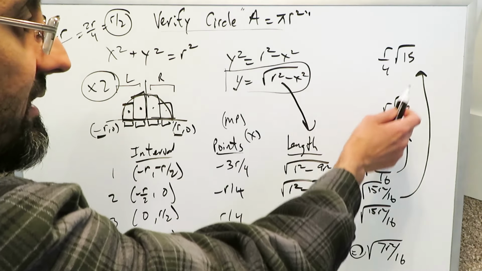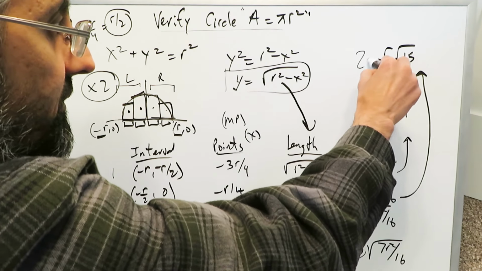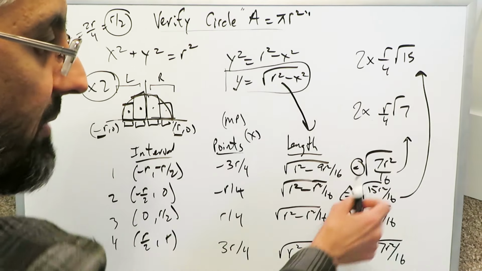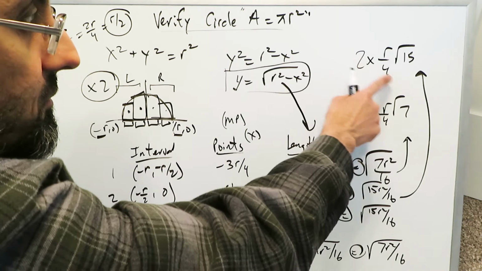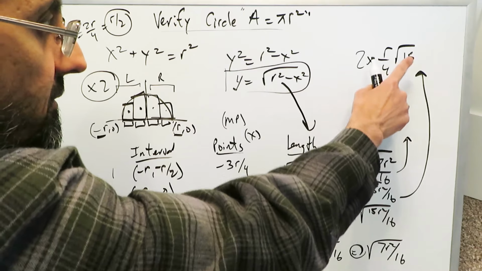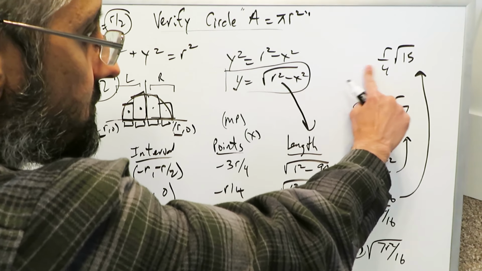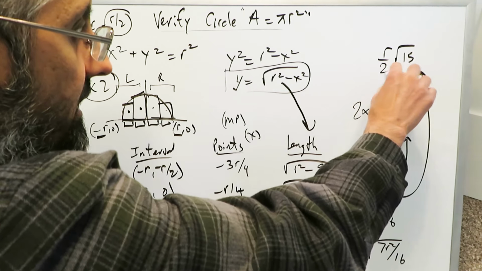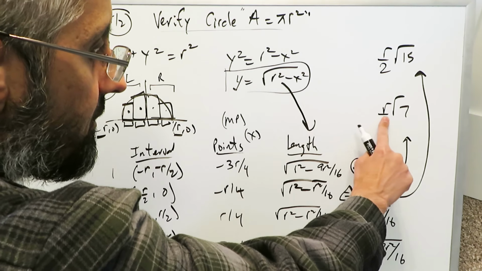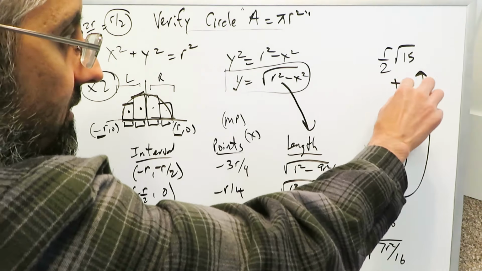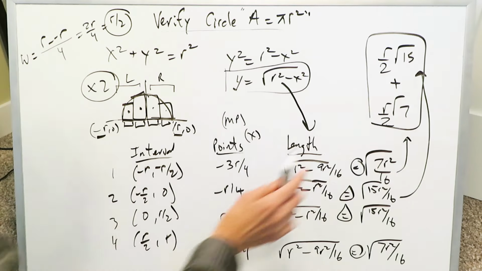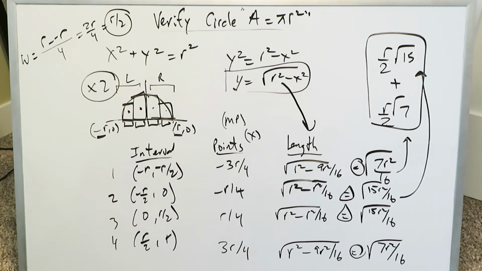Again, I have two of these, I have two of these. Because I have two of these, I have to multiply with that. Remember, I have two and I have two of each. But you can do simplification here. 2 times r over 4 root 15 is just r over 2, because the 2 and that 4 cancel each other out. Same thing over here. Now this represents the cumulative lengths of all the 4 rectangles involved. Now let's create some space and get this area formula verified.